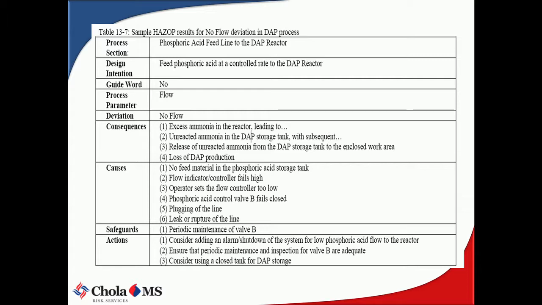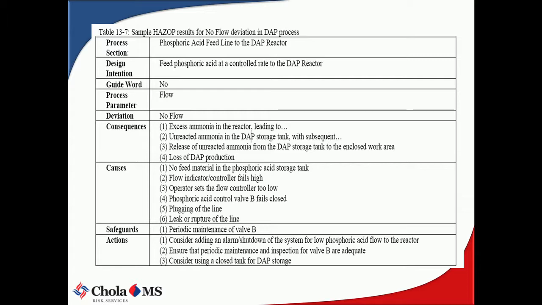So what is the guide word we are using? No flow. Design intent is flow. Guide word is no. Process parameter is flow. So the deviation is no flow. What can be the cause of no flow? No feed material in the phosphoric acid tank. Flow indicator controller fault. Operator sets the flow control low. Then the valve fails. Plugging of the line, maybe a leak or rupture in the line.